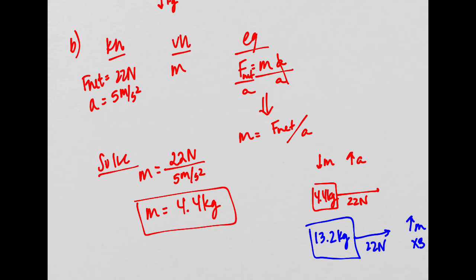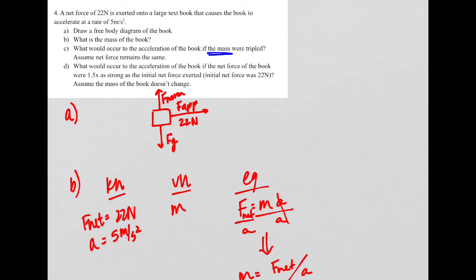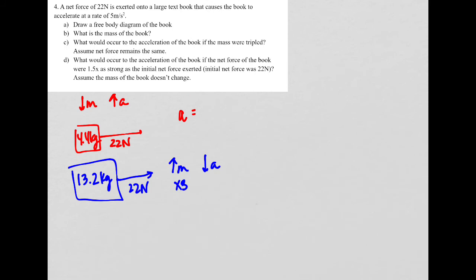So let's go back up here, I need to erase my stuff. Okay, so our acceleration will be 3 times smaller in the blue scenario, the second scenario here, than in the first one. And if we want to prove that mathematically, we can do that. 22 newtons divided by 4.4 kilograms is going to give us an acceleration of 5, like we were given in the problem. So if you had to estimate what the acceleration for the second scenario would be, before doing the math, what would you assume that it would be?